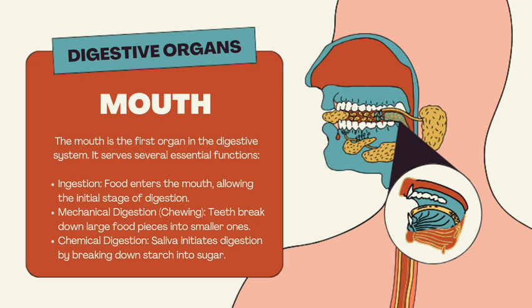The teeth help to grind the food. Then the mouth produces saliva, which contains enzymes that break down carbohydrates. And this is what we call chemical digestion. The saliva initiates digestion by breaking down starch into sugar. And the term ingestion is when food enters the mouth, allowing the initial stage of digestion.